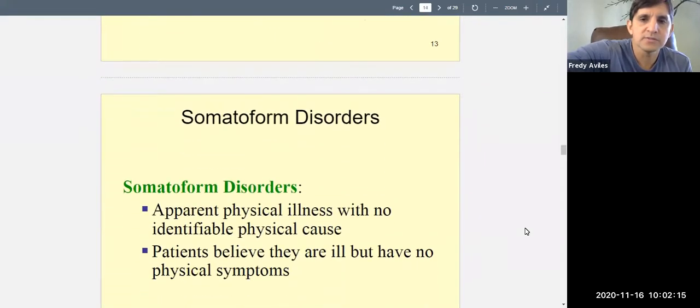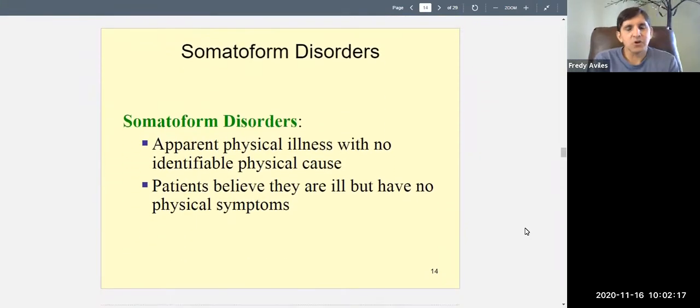Now, there are some other ones that also are weird, and these are called somatoform disorders. And somatoform disorders come in different forms. It's going to sound like psychosomatic disorder. It's not the same thing. A somatoform disorder is when you have an apparent physical illness with no identifiable physical cause. So you think there's something wrong with you, but there's no evidence that anything is wrong with you. Keep in mind that with psychosomatic disorders, there is something physically wrong with you. Here, there is nothing wrong with you, but you think there is. Patients believe they're ill, but they have no physical symptoms.